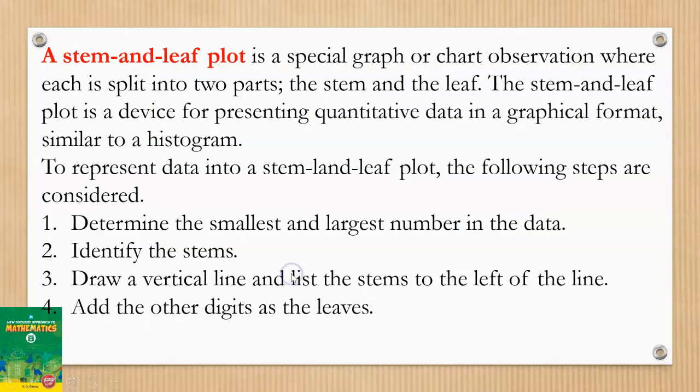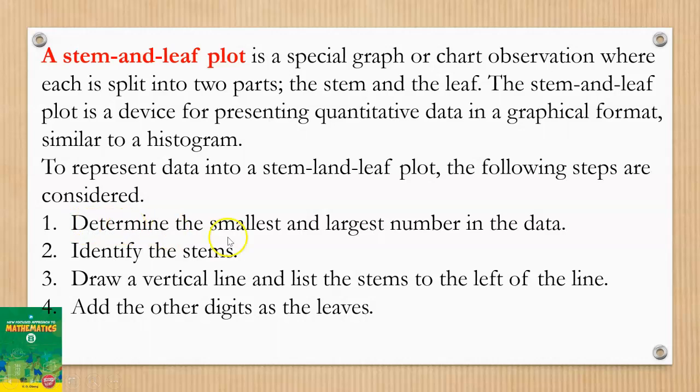What is a stem and leaf plot? It's a special graph or chart where each observation is split into two parts. We have the stem part and we have the leaf part. The stem and leaf plot is a device for representing quantitative data in a graphical format, and it's very similar to that of a histogram.